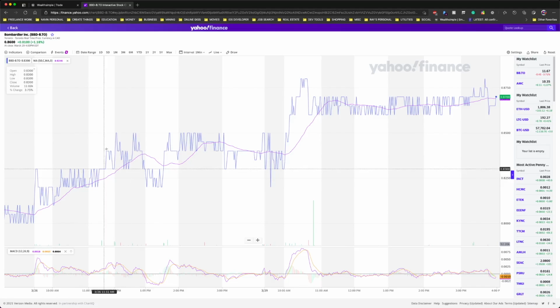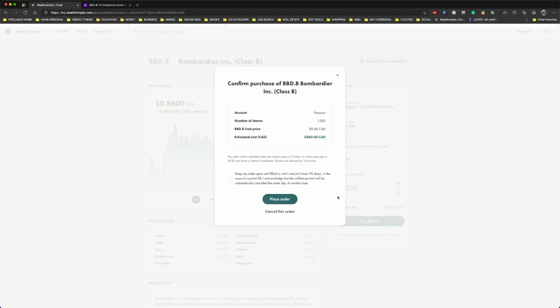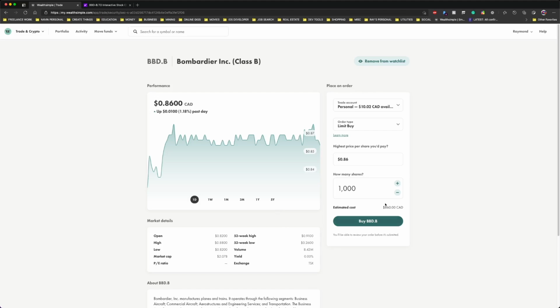So with that said, once I see the price where I want to enter, in this case 86 cents, I'm going to go to WealthSimple and buy. I'm going to look for this ticker here, BBD.B, which is Bombardier, and I'm going to do a limit buy for 86. I'm going to buy 1,000 pieces. I'm going to press buy. The market is closed, so it's going to ask if I want to place this order. It obviously won't go through because the market is closed.